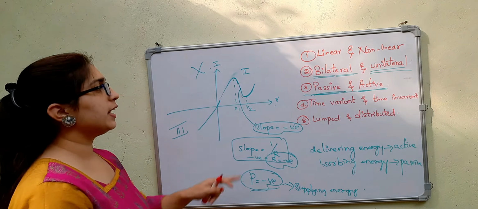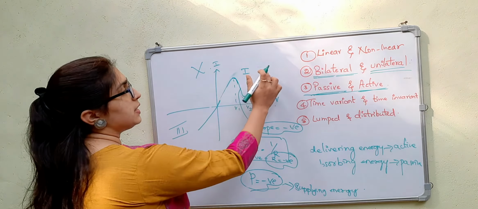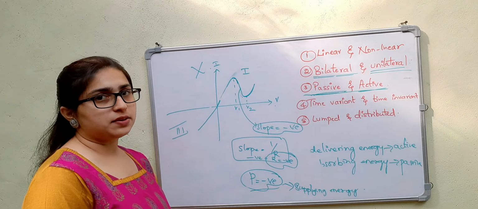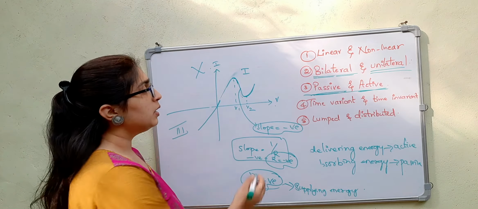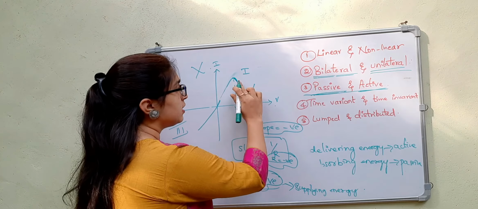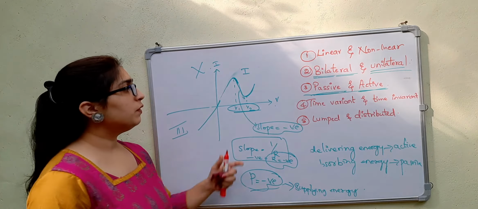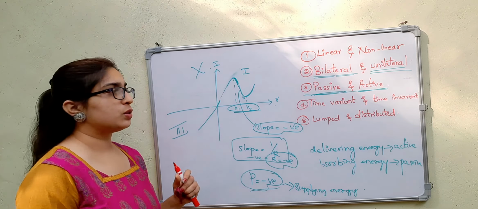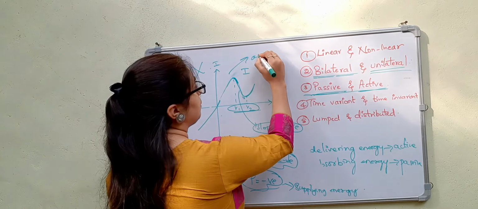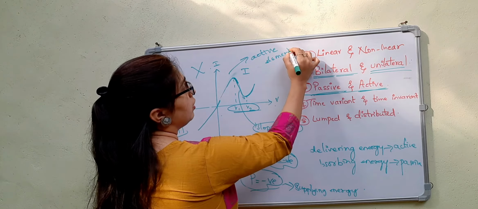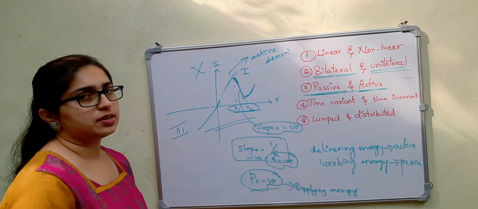Because power is negative. Just because it is in the first quadrant and the third quadrant, it does not become a passive element. It is an active element because the slope is negative in this case. In the interval V1 to V2, we have the negative slope. So in such cases, it becomes an active element. So we should be very careful when we get such types of characteristics.